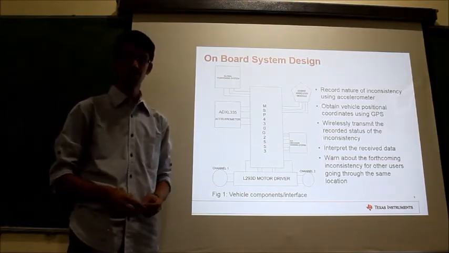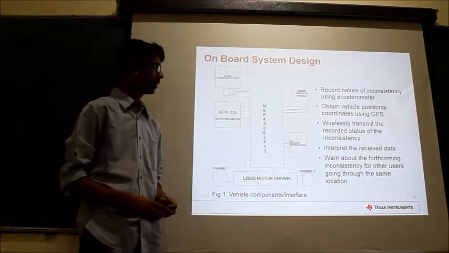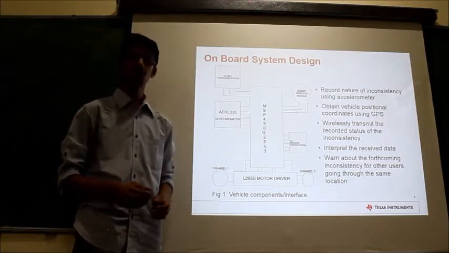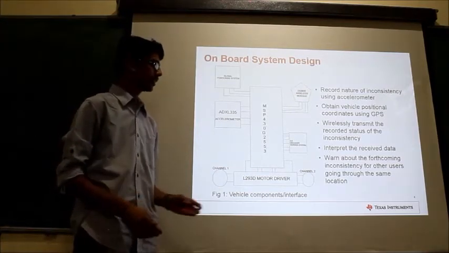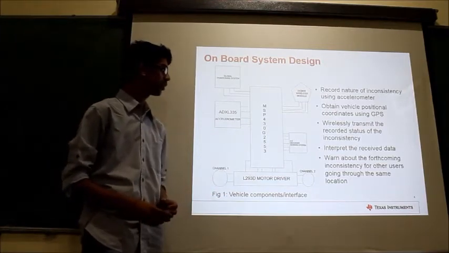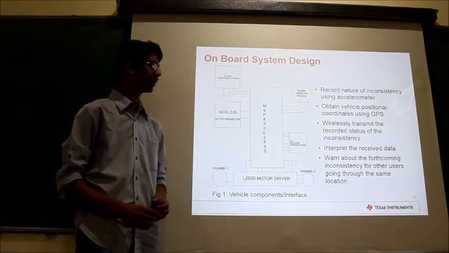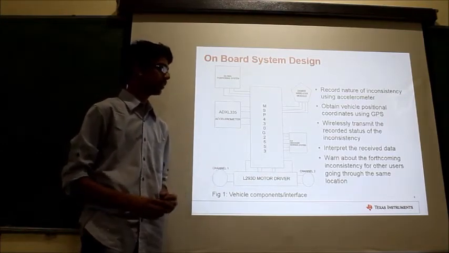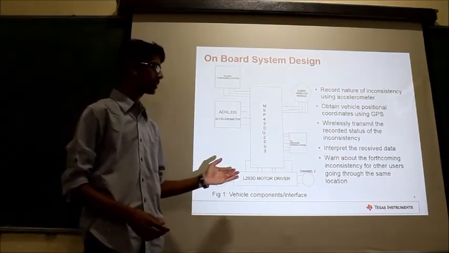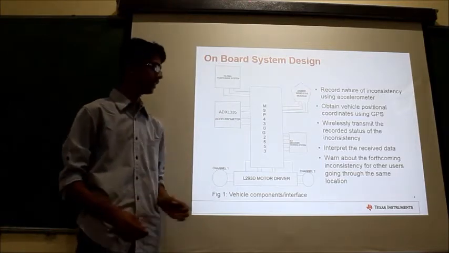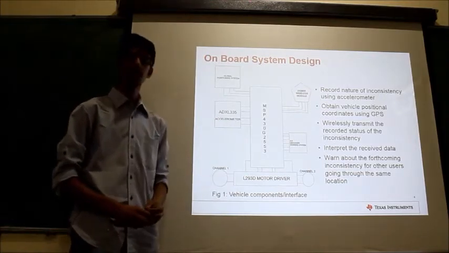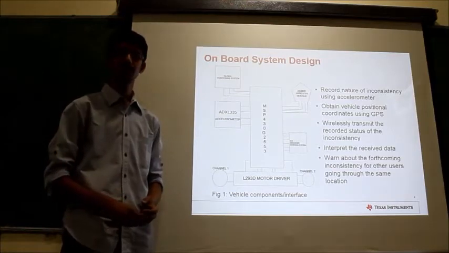That was the transmission part. And now in the reception part, the vehicle receives the data about the forthcoming inconsistency. The data is interpreted by the control unit, which is an MSP430G2553 controller. This device reads the data, interprets the inconsistency character, and warns the vehicle about the inconsistency for the next few vehicles coming along.